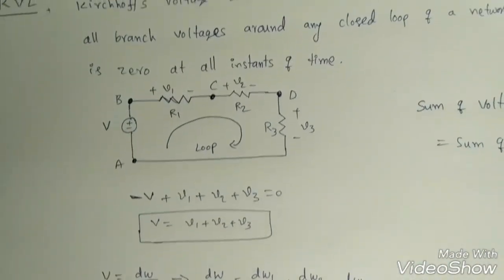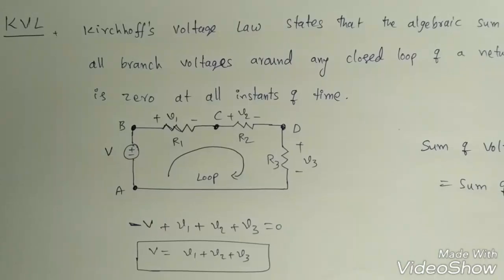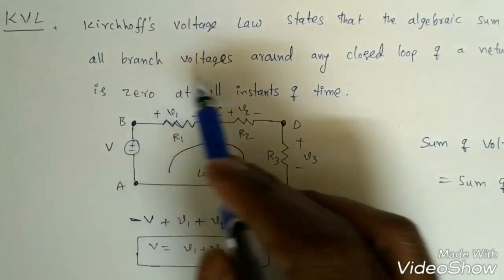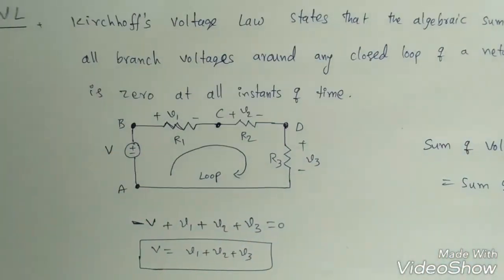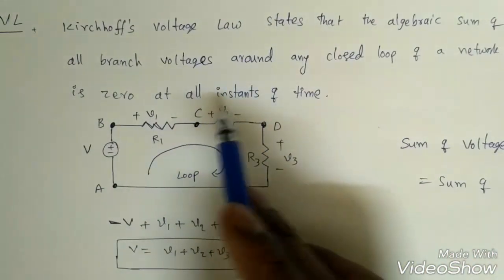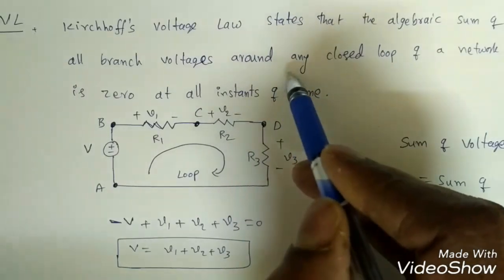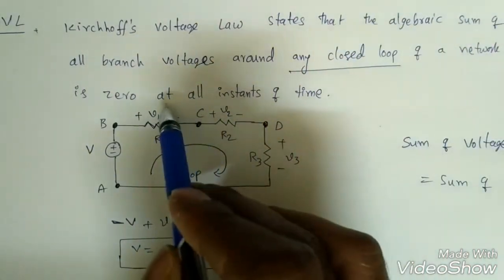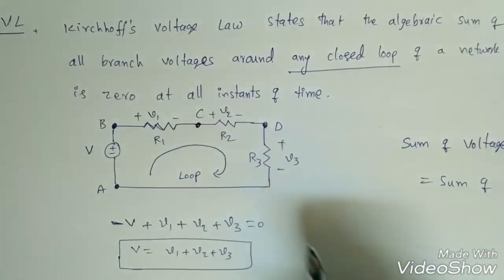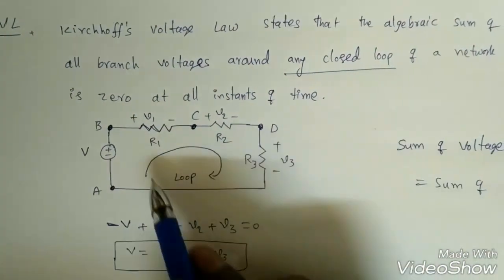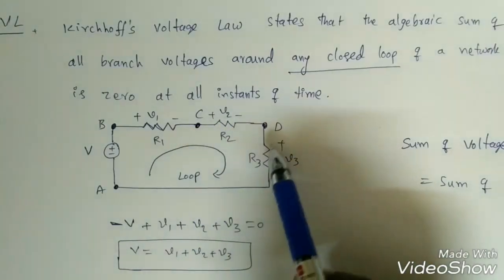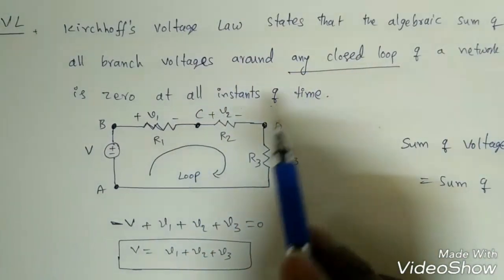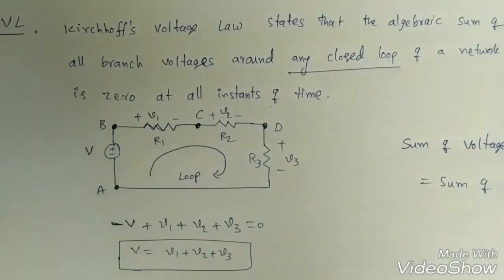Now the next one is Kirchhoff voltage law. Kirchhoff voltage law states that the algebraic sum of all branch voltages around any closed path, or closed loop of a network, is zero at all instants of time. This is a statement of KVL. The algebraic sum of all branch voltages around any closed loop of a network is zero at all instants of time.